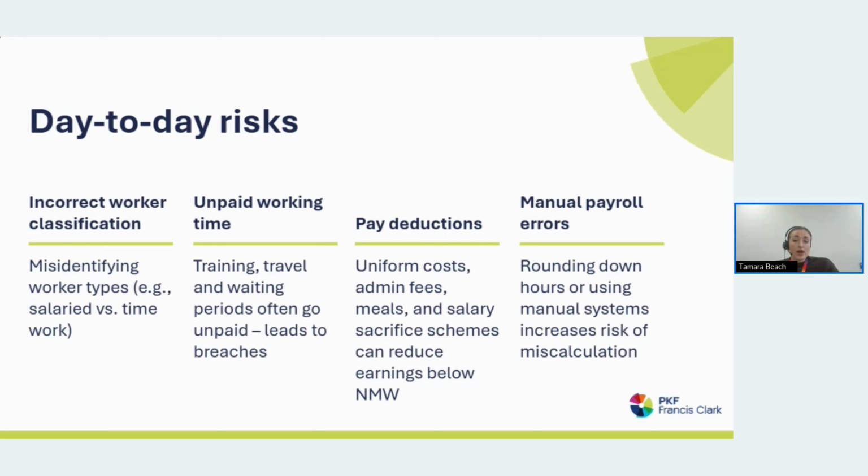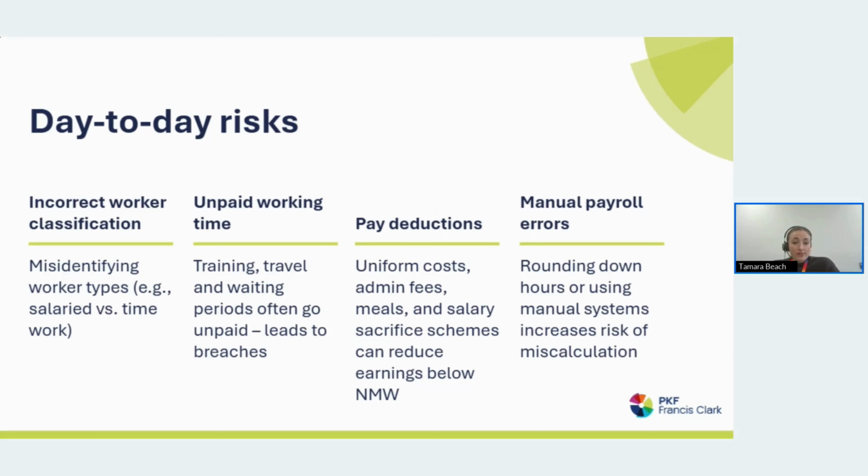Unpaid working time, so failing to pay for the time spent training, traveling between assignments, potentially waiting between shifts. So these hours do count as working time and should be included in the national minimum wage calculations. Pay deductions, so uniform costs, admin fees, meals, maybe salary sacrifice scheme deductions. These all can reduce earnings below the national minimum wage, which needs to be taken into account.